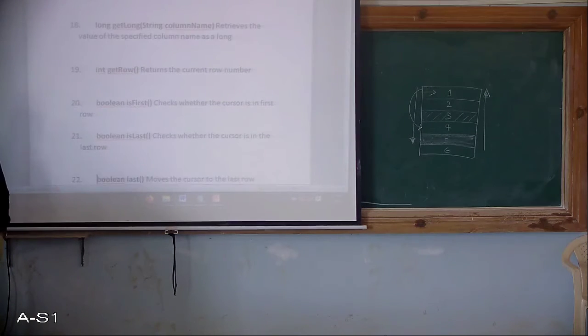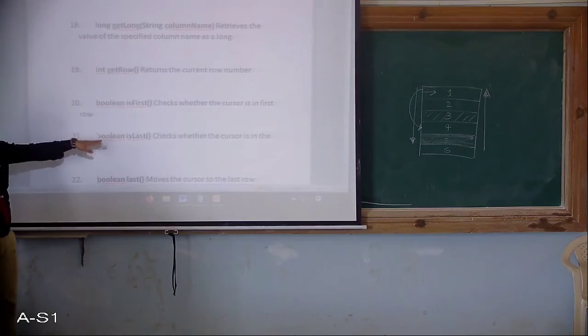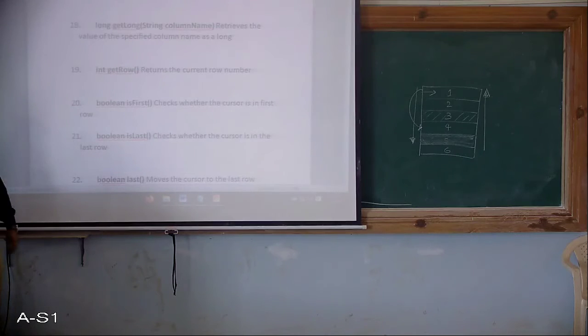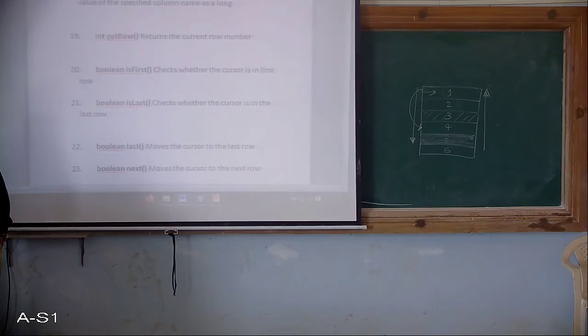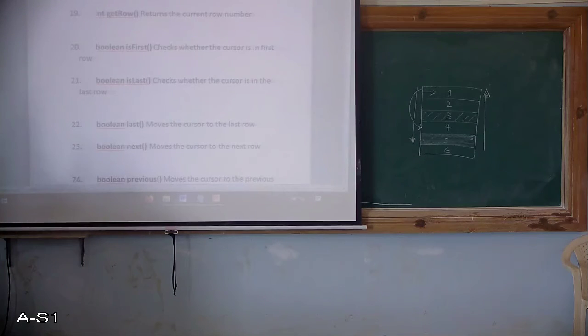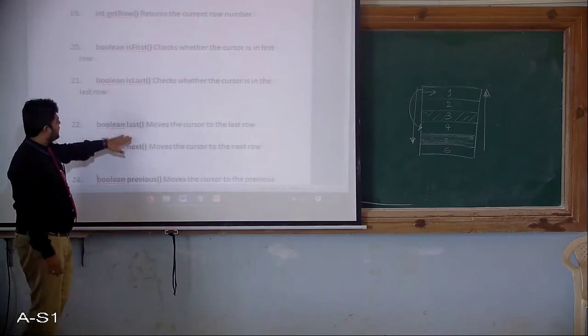Then boolean isLast is the method which checks whether the cursor is at the last row or not. Again it returns a boolean value. If it is at the last row, it returns true, or else false. Okay, so what is the difference between isFirst and first, or isLast and last?